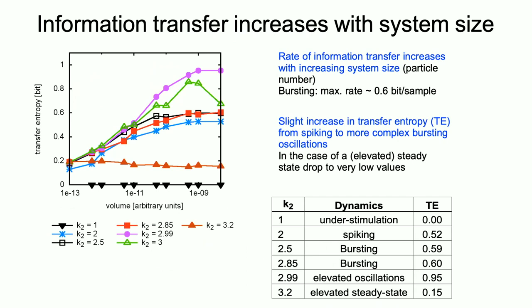For example, if you increase the system size, if you increase the particle numbers, if you make the cell bigger, then the information that you can transfer is higher. Meaning, if the cell invests more energy and produces more proteins, it can actually achieve a more reliable information transfer, which comes, of course, with costs for the cell. Also, it seems that if you use more complicated dynamics, meaning not only spiking, but maybe bursting behavior where you have secondary spikes, then you can transmit more information because the input signal can carry more information in its different features.